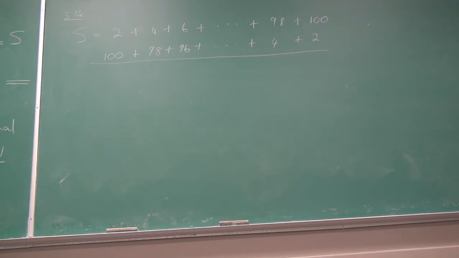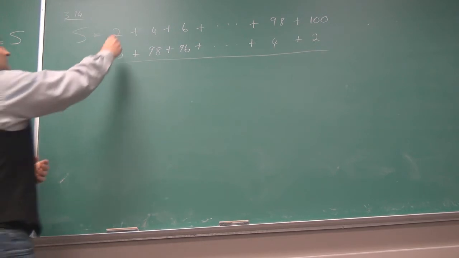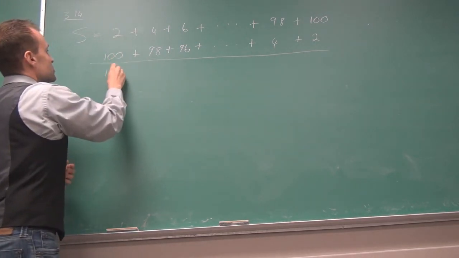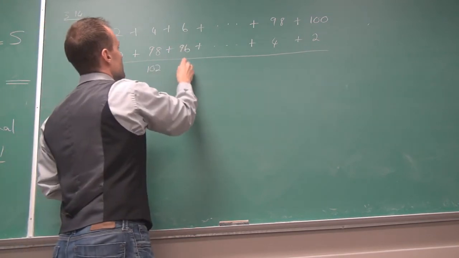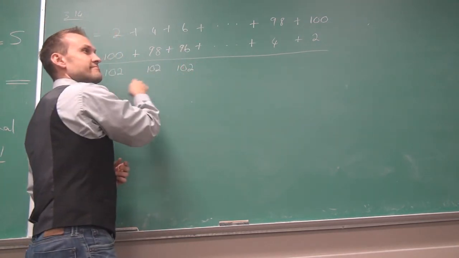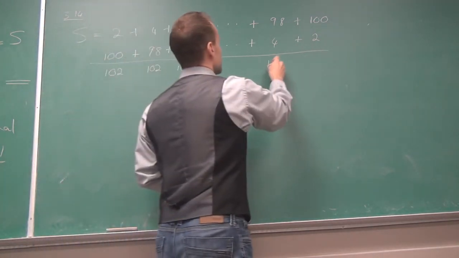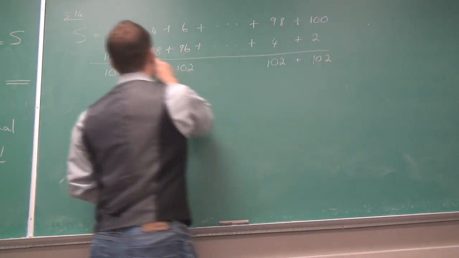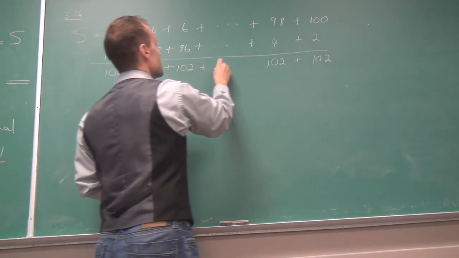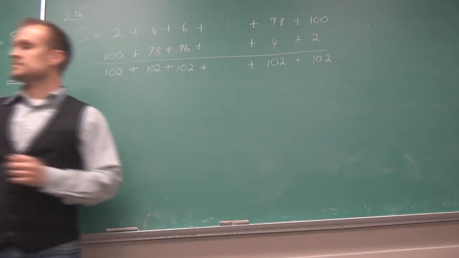All those things, right? So now when I add them up pairwise, I get 102, 102, 102. And that makes me feel good. It means I'm on track. It means this could work. Put some pluses between them. All right.